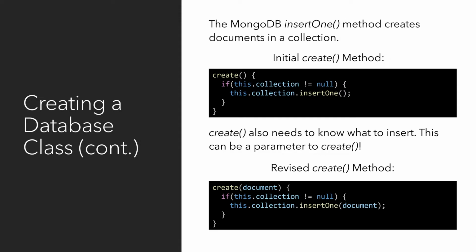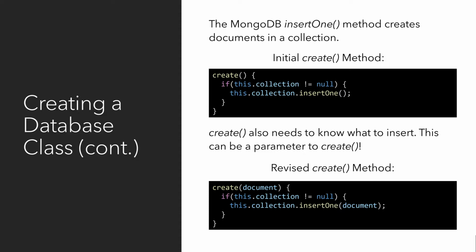In MongoDB, the insert1 method creates documents in a collection. The initial create method looks roughly like this. Notice it's now testing, is this.collection equal to null or not? If it's not equal to null, then it has been safely overridden as part of the connect method previously, and the insert1 method on the this.collection object can be run. However, the create method within this database class needs to know what to insert. It's got to insert something.